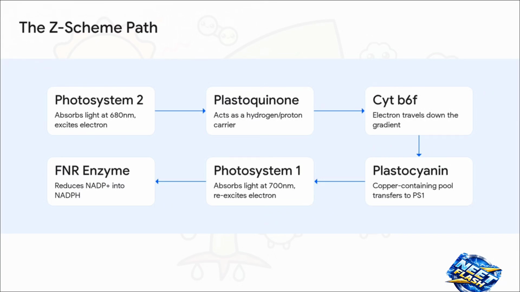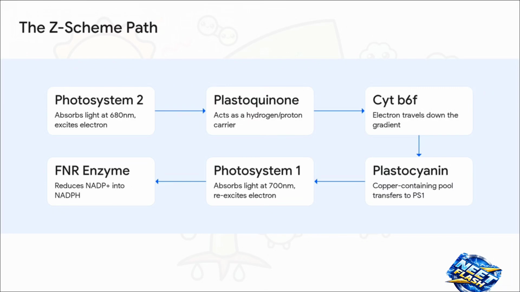PQ is not just an electron carrier, it is a hydrogen or proton carrier. It actually grabs a proton from the outside stroma just to pass the electron along. Next, the electron travels down the gradient to the cytochrome B6F complex, then over to a copper-containing pool called plastocyanin, and finally arrives at photosystem 1.